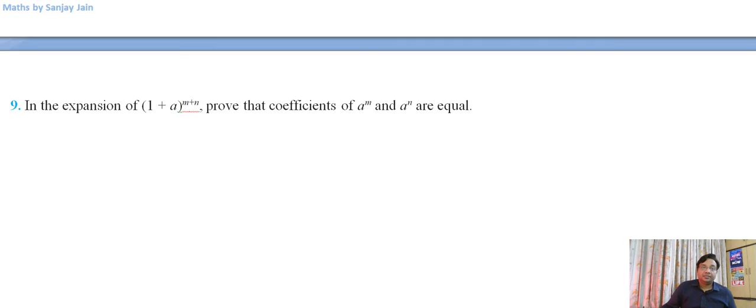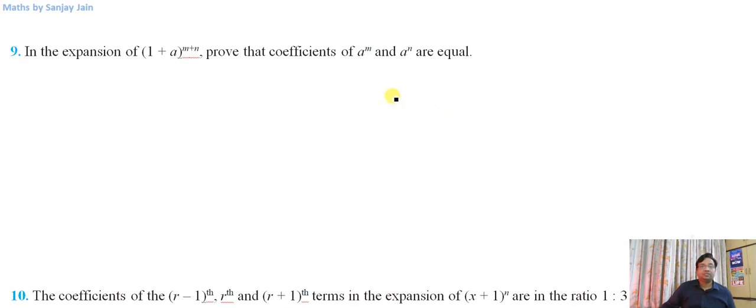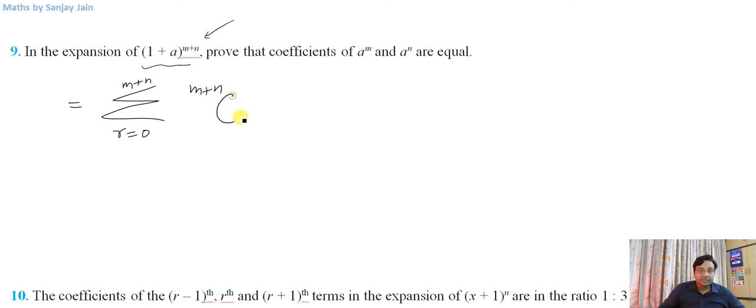Find in the expansion of (1 plus a) raised to power m plus n, prove that the coefficients of a raised to power m and a raised to power n are equal. Okay, so what kind of expansion will there be? I am writing the expansion. R equal to 0 to m plus n, right? This is the power m plus n. Then m plus n CR a raised to power m plus n. This will be the expansion, right?